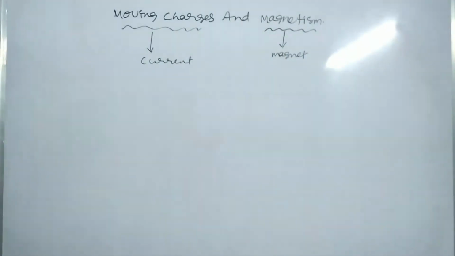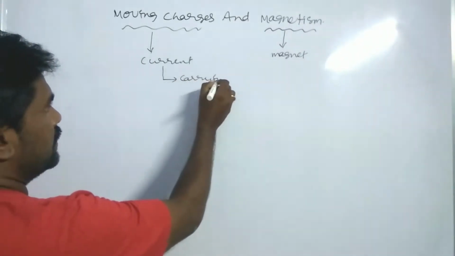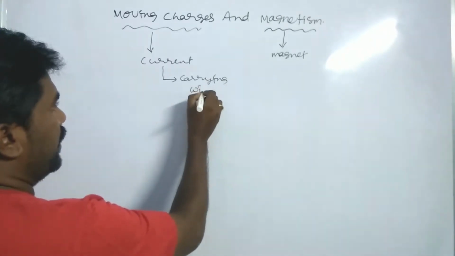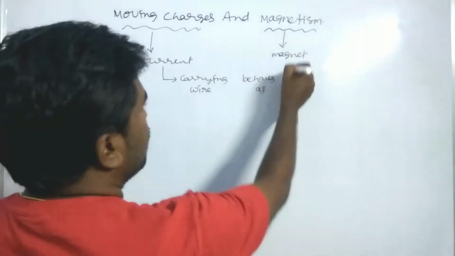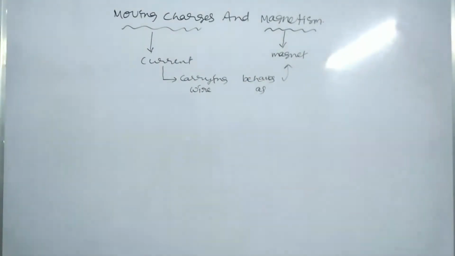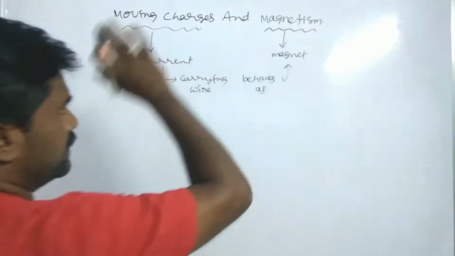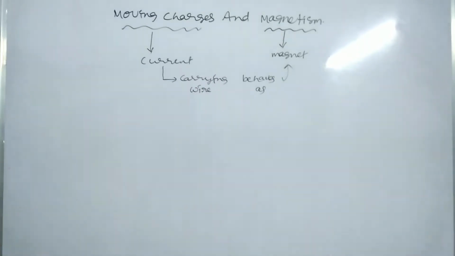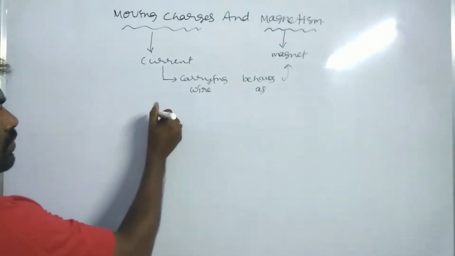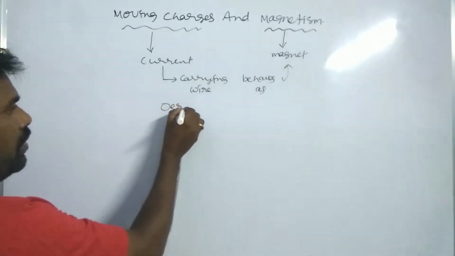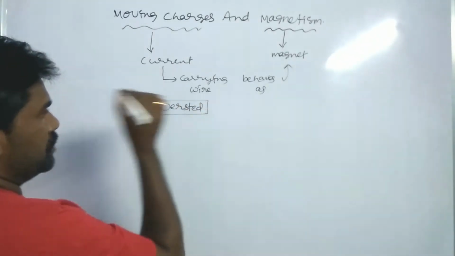So here it is magnetism. It means a current carrying conductor, a current carrying wire, behaves as a magnet. Very important point. This is one of the observations by the scientist named Oersted.